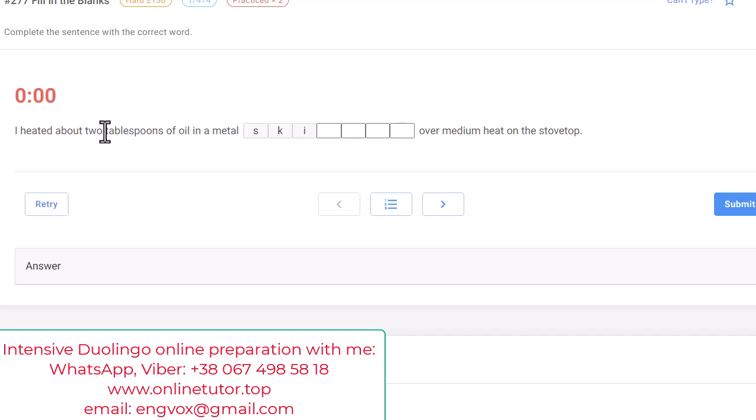While you're reading, you understand tablespoon, easy word, metal, oil, heat, medium heat, stove top. So no awful words here for our understanding. So this guy, he made some oil warmer in a metal, and now stage 1 has already been accomplished.